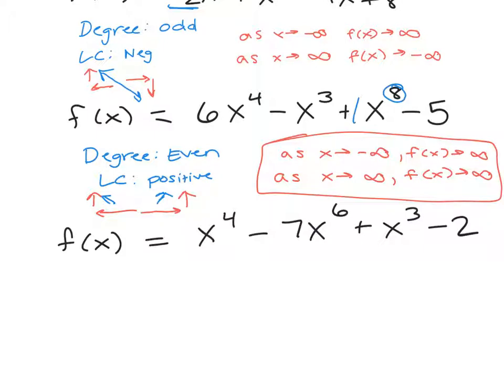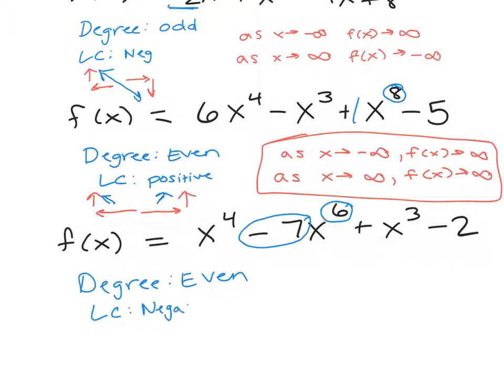One more, same thing, it's not in standard form, so we have to be careful looking at our degree and our leading coefficient. But here it is. So I have degree is even, leading coefficient is negative, because it's -7. So that means even means same end behavior, negative means both down.